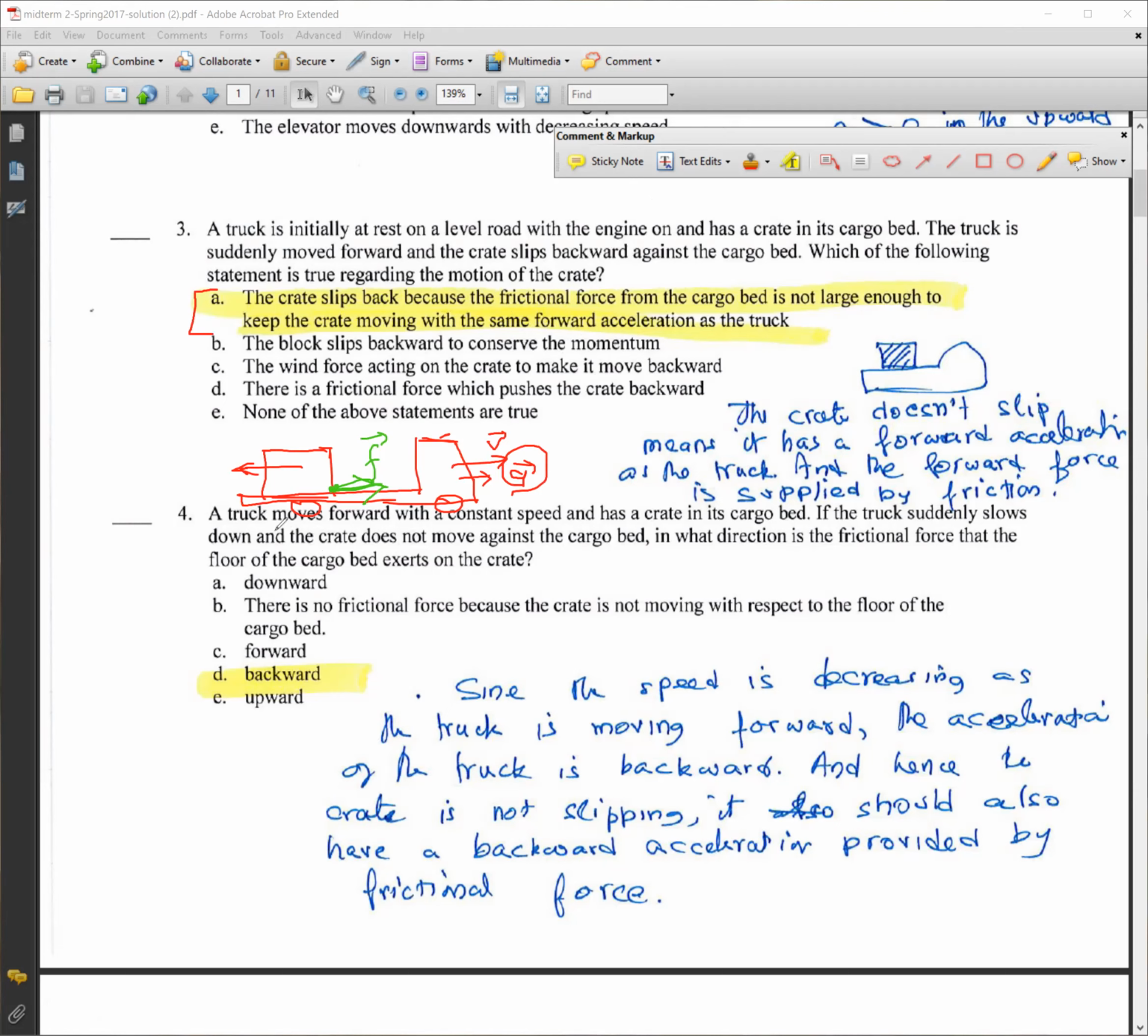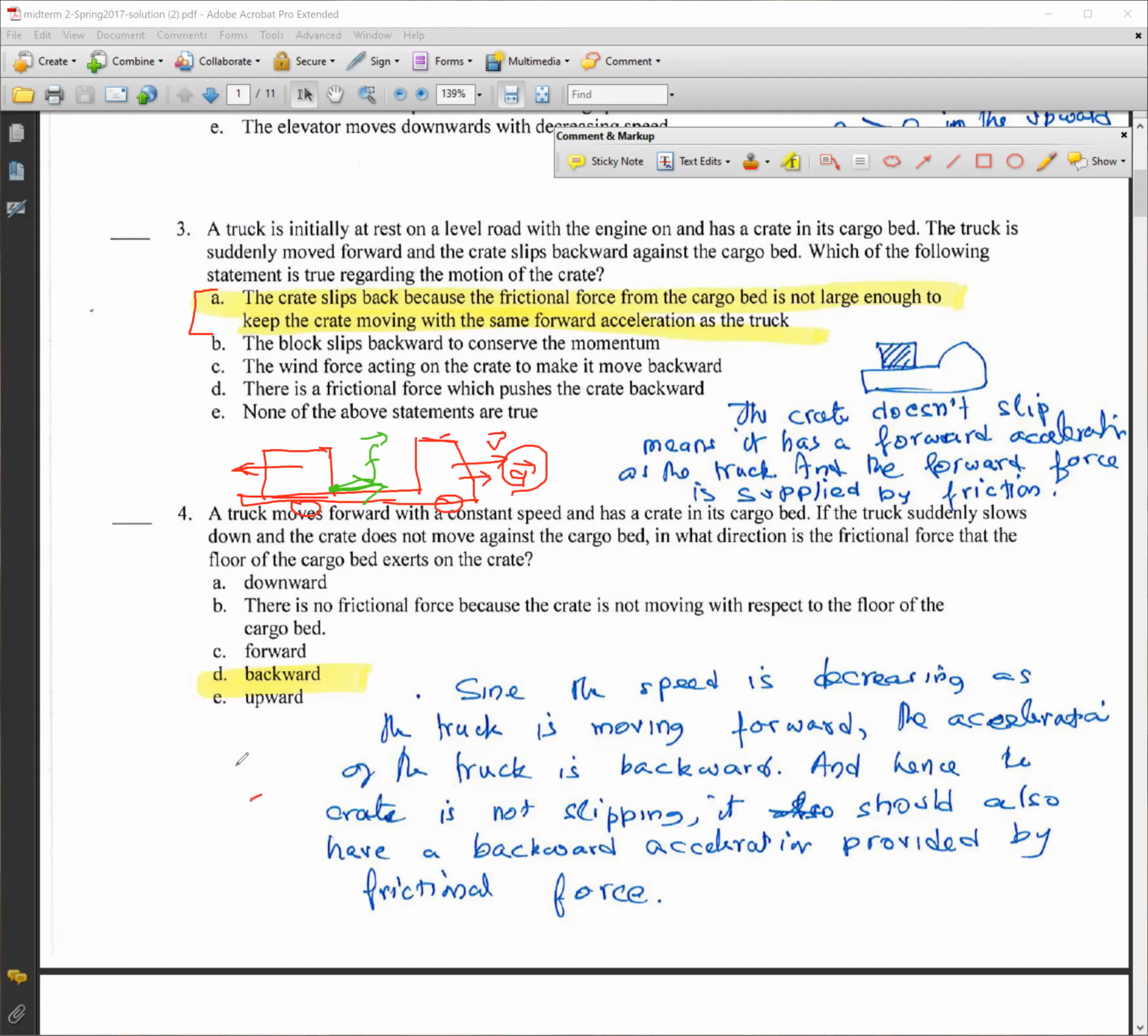Right, question number 4. A truck moves forward with a constant speed and has a crate in its cargo bed. If the truck suddenly slows down, and the crate does not move against the cargo bed, in what direction is the frictional force that the floor of the cargo bed exerts on the crate? Now, similar. I think we had a similar question in 2018.